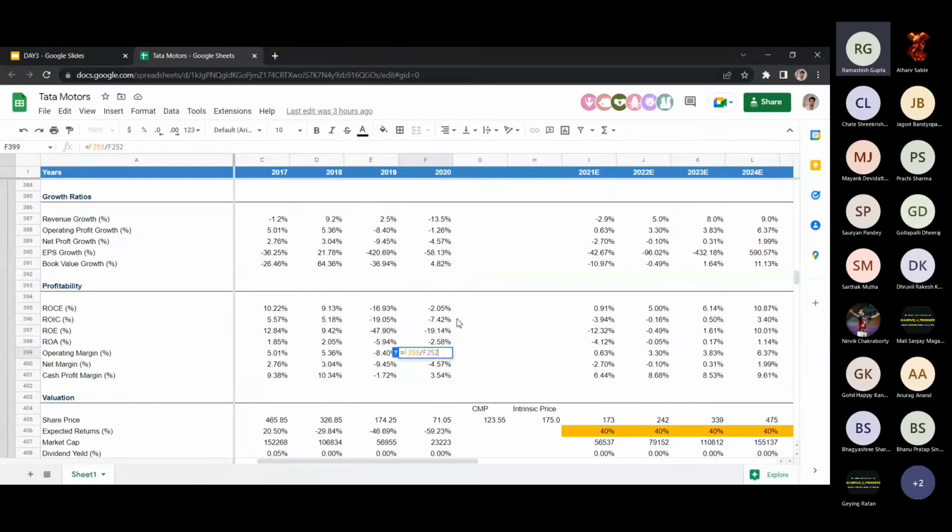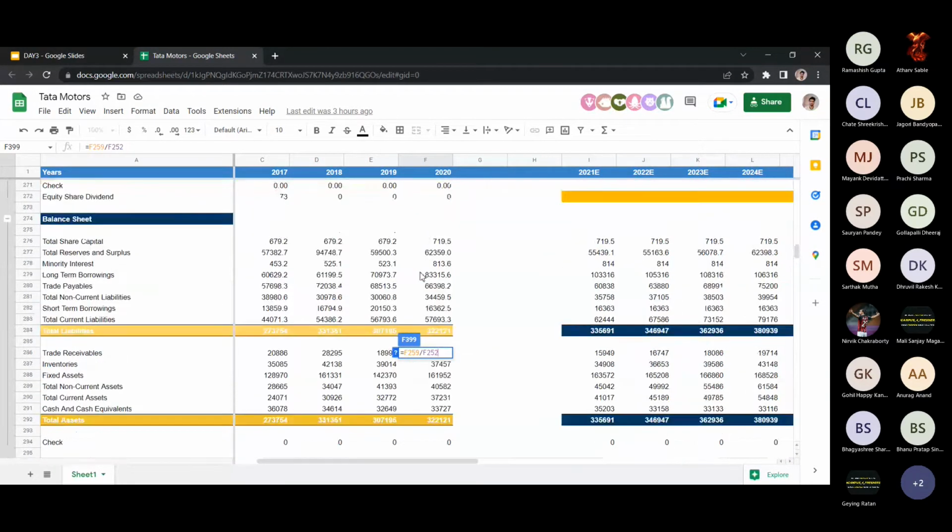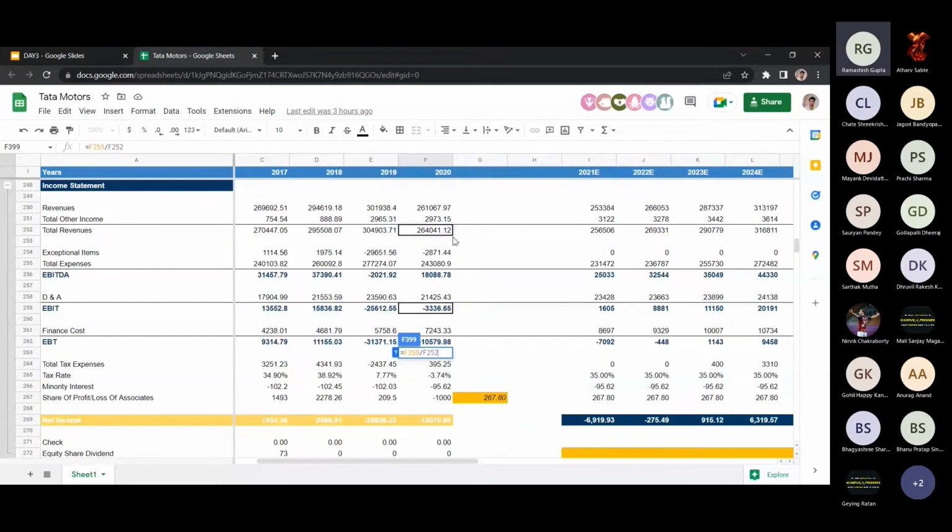Next is operational margin. For operational margin, we'll divide the earning before interest and tax by the total revenue. So this is operational margin.